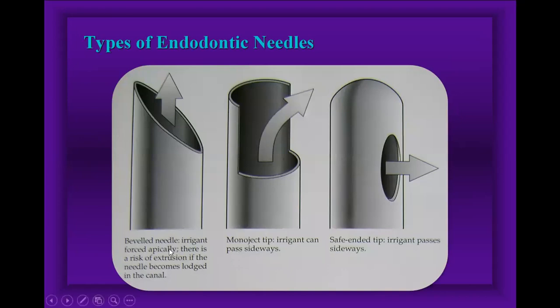Types of endodontic needles: bevel needles. The first picture shows the bevel needles. Irrigant flows apically. There is a risk of extrusion if the needle becomes lodged in the canal. Then the second one is the monojet tip. Irrigants can pass sideways, and the safe-ended tip.